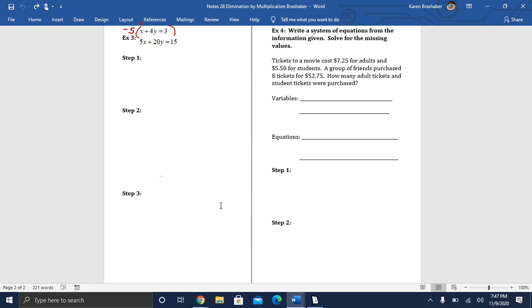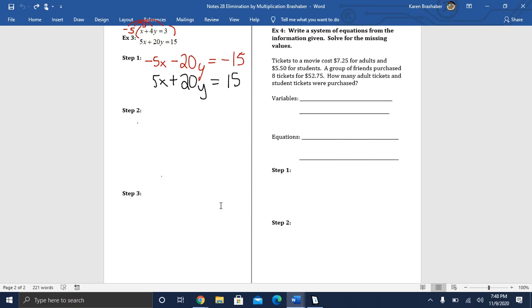So distributing, I would have -5x, and then -5 times 4y would be -20y. And then -5 times 3, after my equal sign, I'll have -15. I'm going to stack up underneath that the original second equation. So that was +5x plus 20y equals 15.